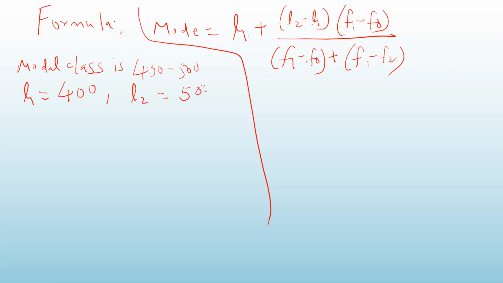What is L2? L2 is 500. So what will be L2 minus L1? You can calculate that here itself. So 500 minus 400, which is the width of the class, length of the class, that is 100. Okay. Now find out what is F1, F2, F0.